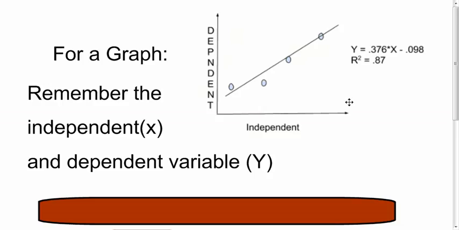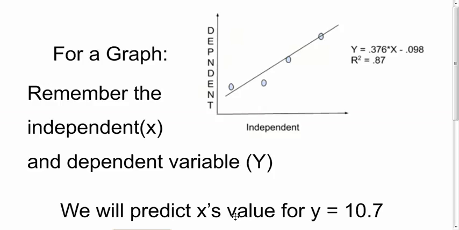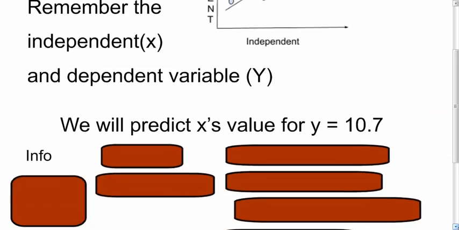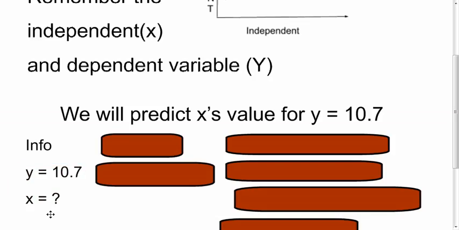Here's our equation. Now, let's say we want to predict the x value for y equal to 10.7. I'm going to scroll down on this screen. So the first thing to do is to get our info. And our info in this scenario is really this right here. We know that we want to solve for y is equal to 10.7. So our info is y is equal to 10.7, and we want to know x.